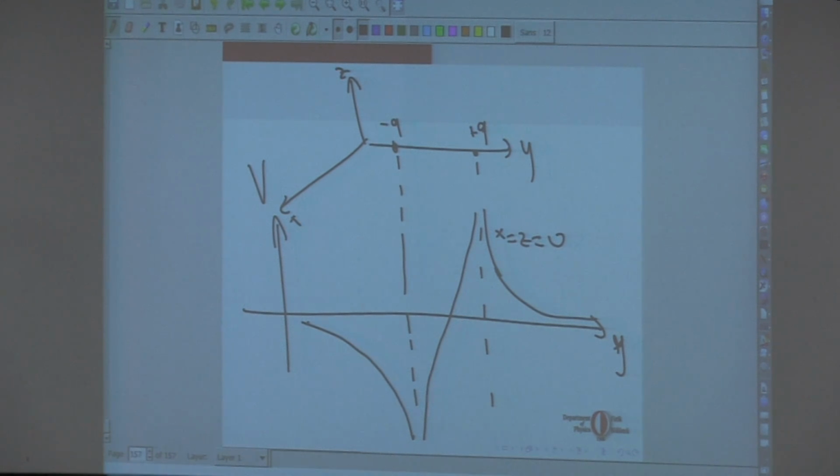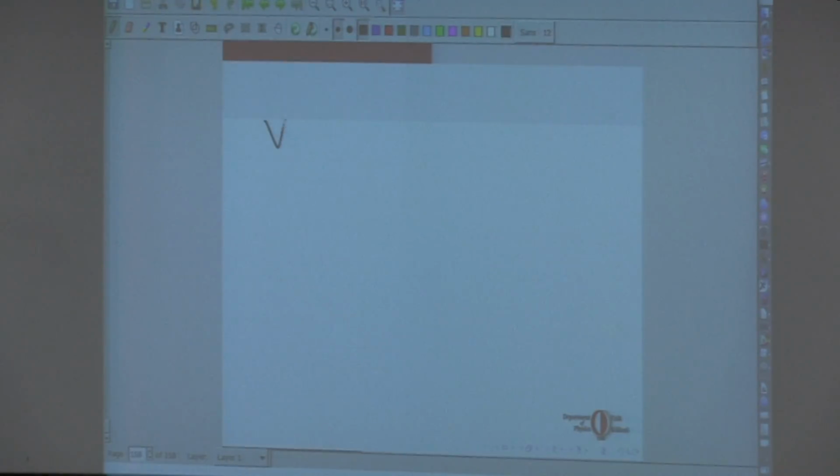Okay, here I just mean q is larger than 0. Okay. Z, okay. Now you see, is this what you mean? V is equal to 1 over 4 pi epsilon 0 q over r. So it should be symmetric between positive r and negative r. Is that the question?